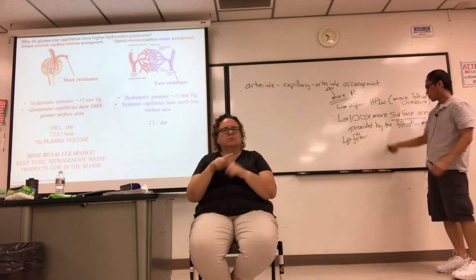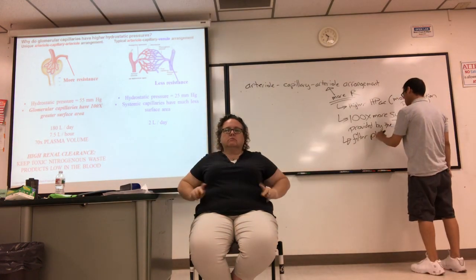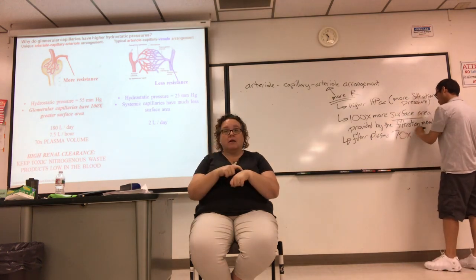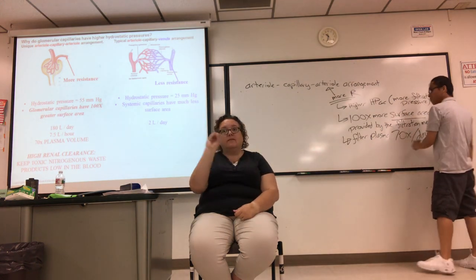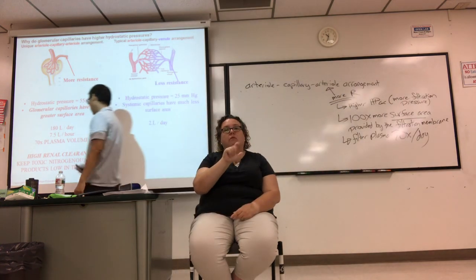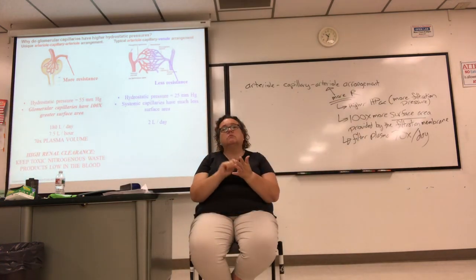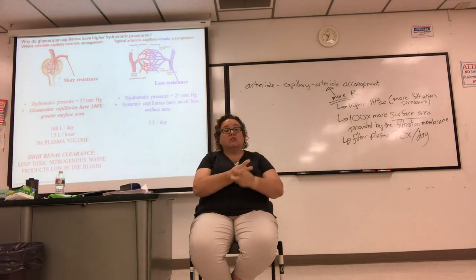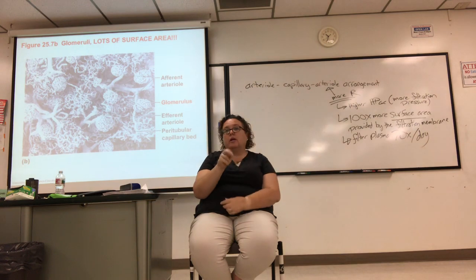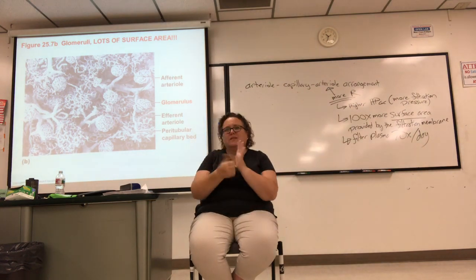So filter plasma 70 times per day. And you have a term for that, high renal clearance, I already wrote it down. Basically, you're going to keep the toxic waste products out of the blood, keep them low in the blood. That's the goal. Here's a picture of the glomeruli, just to impress upon you that you got a million of them. That's a lot of surface area.